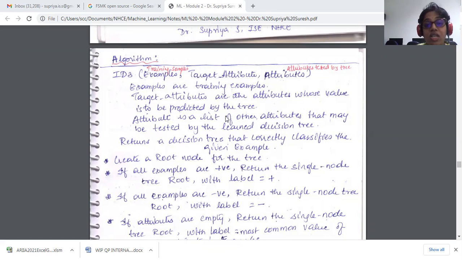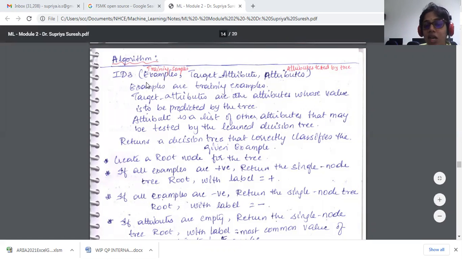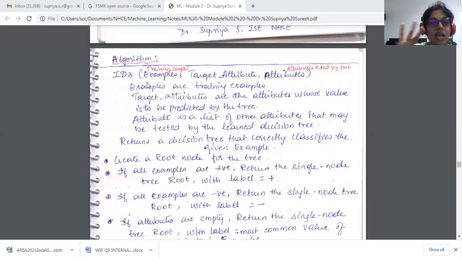Attributes is the list of other attributes that may be tested by the learned decision tree. If I give some other training or testing data, these are the attributes tested by the tree, and how it is going to predict the output. So there are three keywords: the examples, the target attribute, and the attributes.